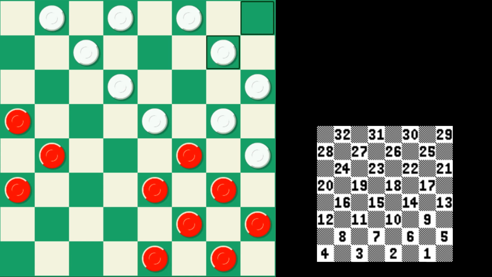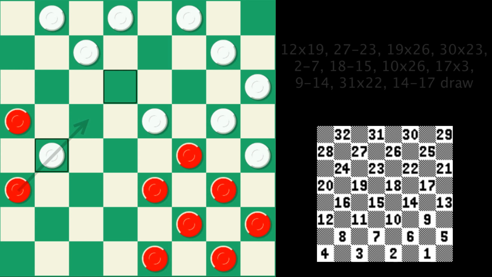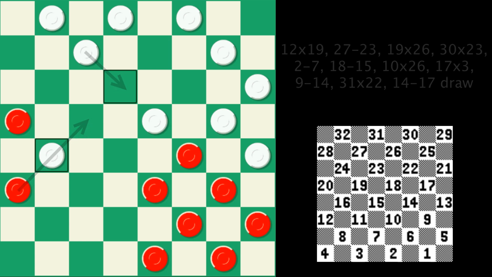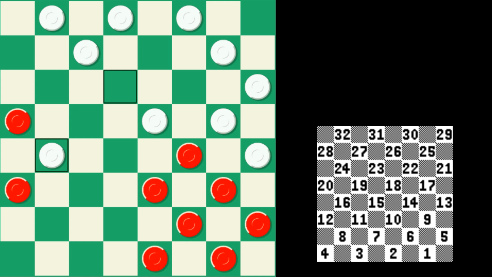White then waits with 29-25, and then red is going to exchange with 16-19 next. Now, the 12-19 jump can be played, but it's maybe a little bit easier for white after 27-23, and then exchanging that piece off, followed by 2-7, and then you have the 18-15 double exchanges for an easier draw. So instead of that 12-19 capture, red is going to capture 14-23 next.